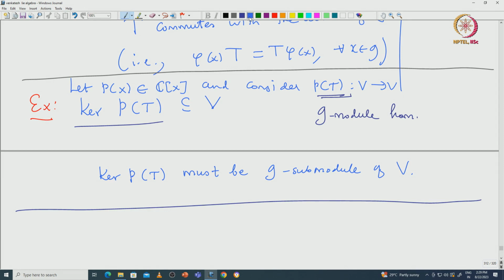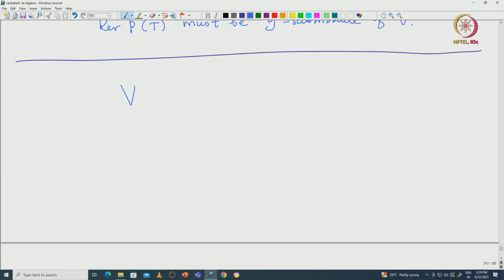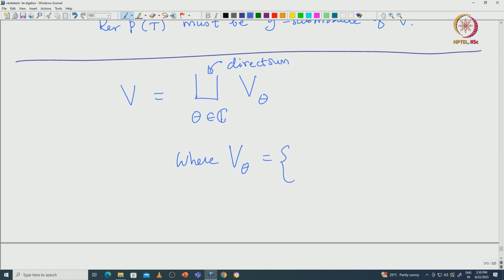Now in particular, if I write V as a direct sum of these generalized eigenspaces, this means direct sum over theta, where theta is coming from C. This is the direct sum notation, where V theta is the generalized eigenspace, let us say those vectors v in V such that (T minus theta identity) to some power n_v, applied on v, is 0.